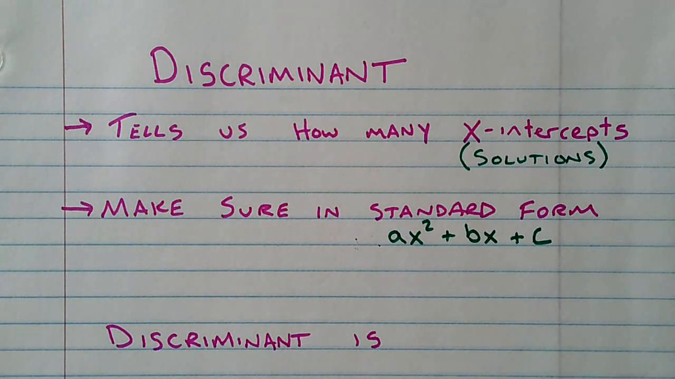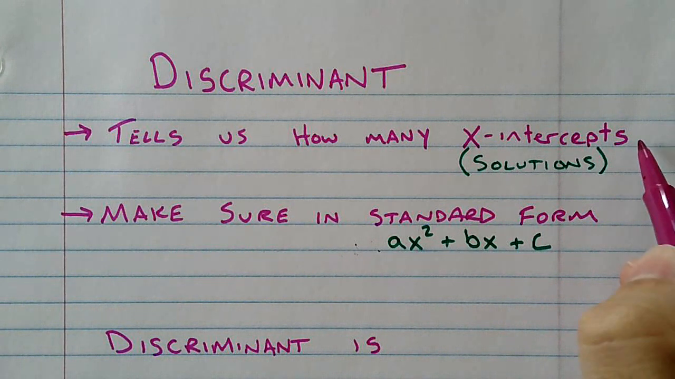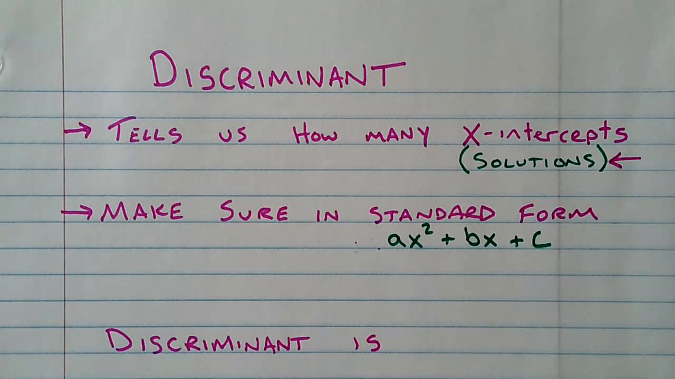So a couple things. Here it tells us what it's used for: it tells us how many x-intercepts it has. Another key is remember that the word solutions can also be interchanged with the word x-intercepts. Because remember, we're taking that quadratic and setting it equal to 0. So we're solving for that x value that makes the quadratic equal 0. That's why it gets the name solution.